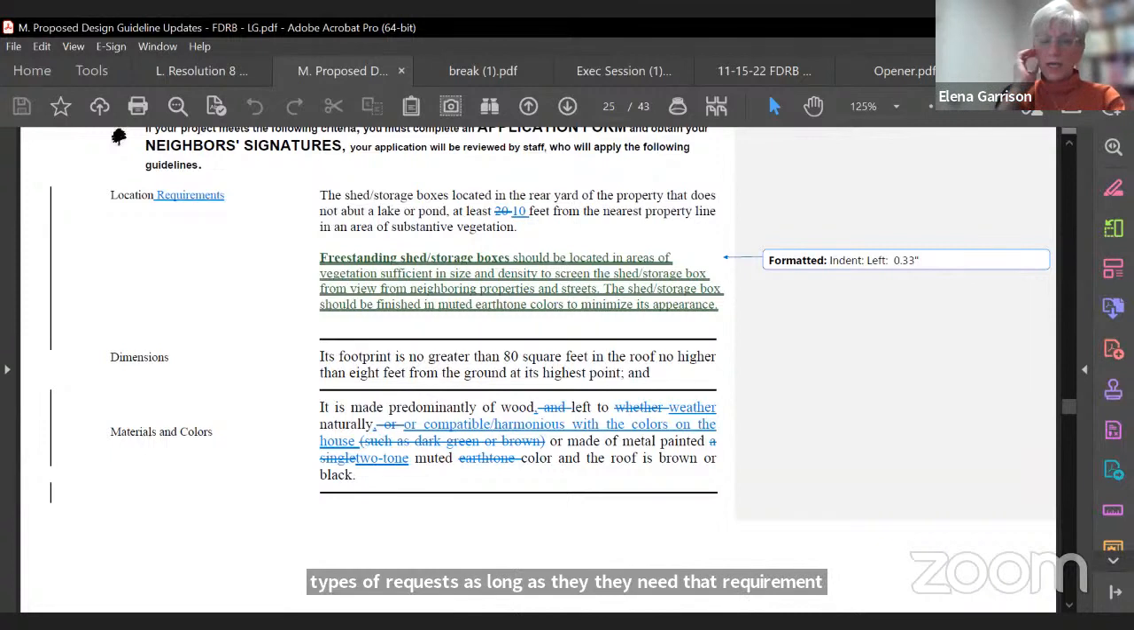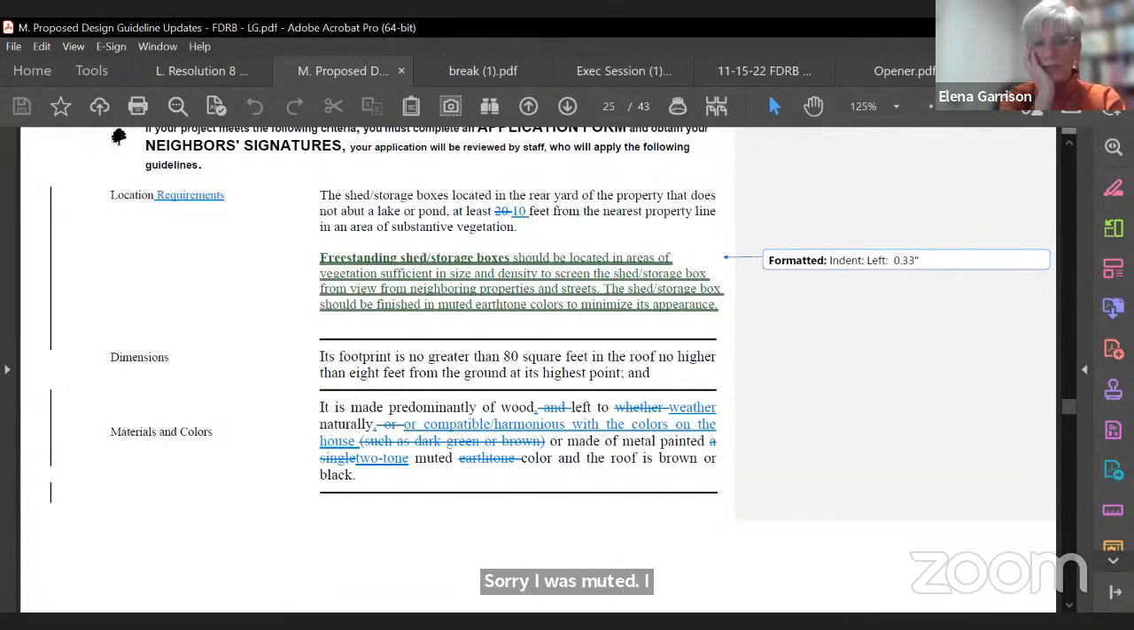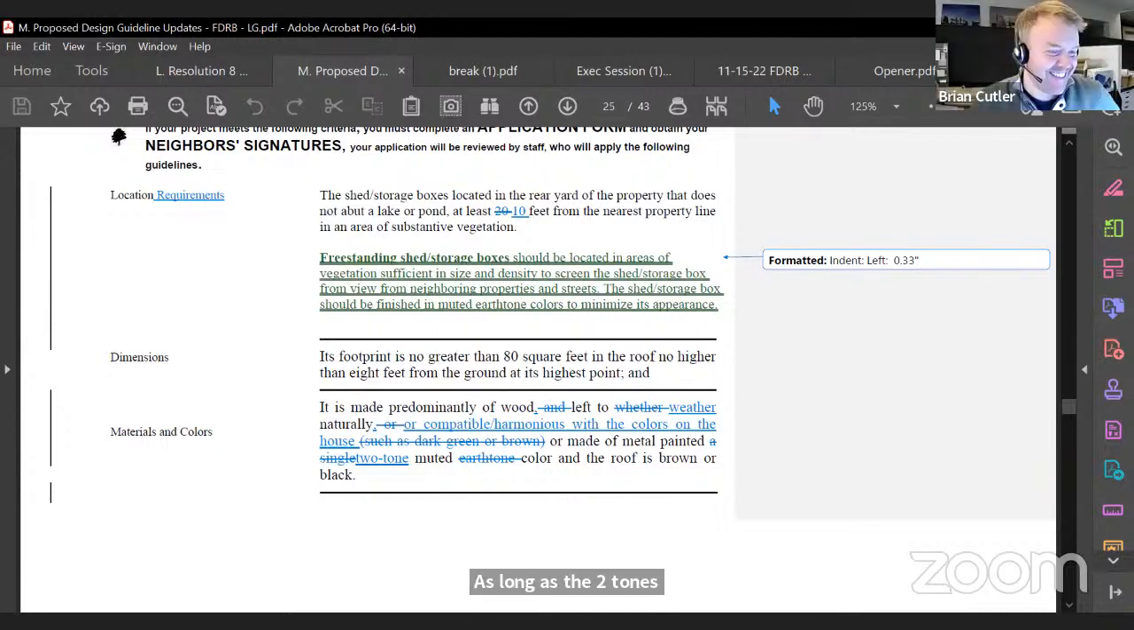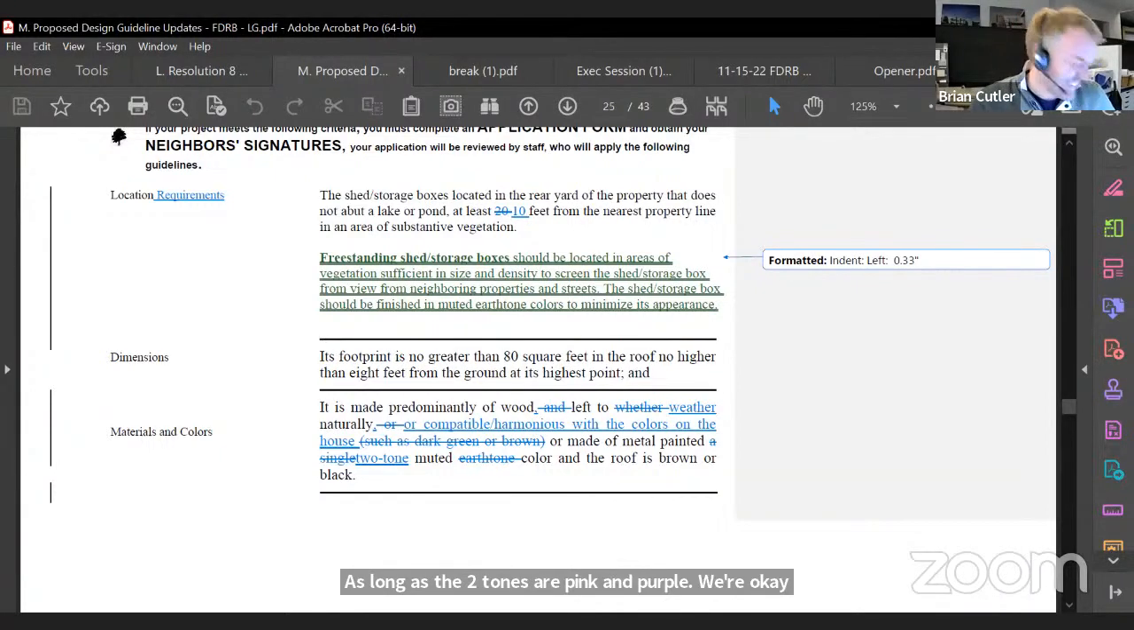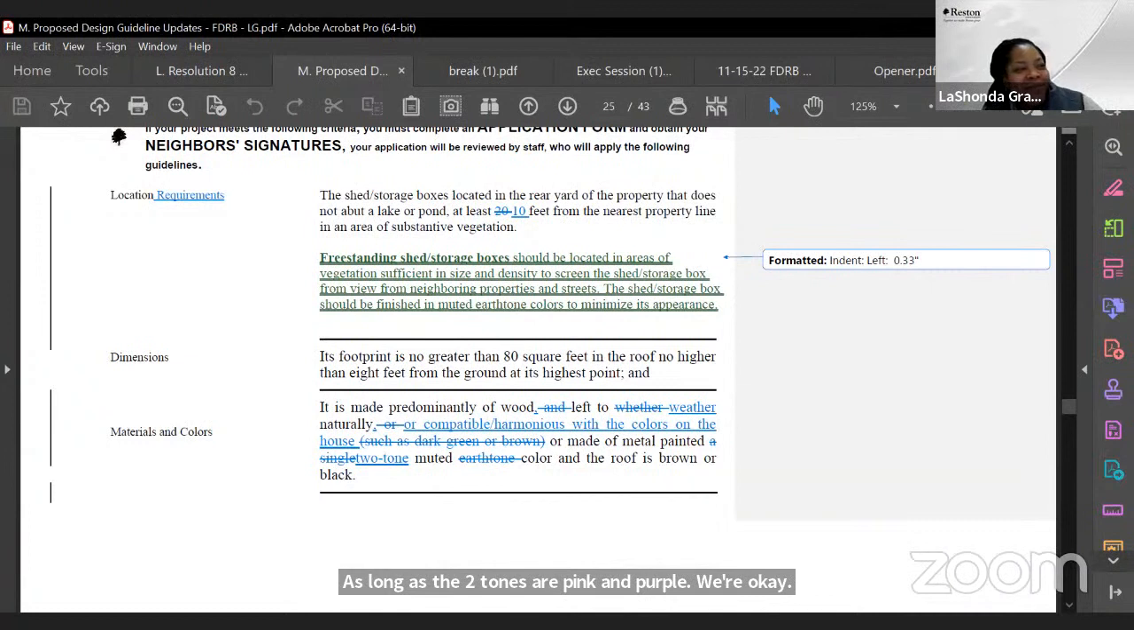Sorry, I was muted. I think that makes sense. 10 feet is reasonable, and two-tone, I don't know why that should be an issue. As long as the two tones aren't pink and purple, we're okay. Got it. No pink and purple.